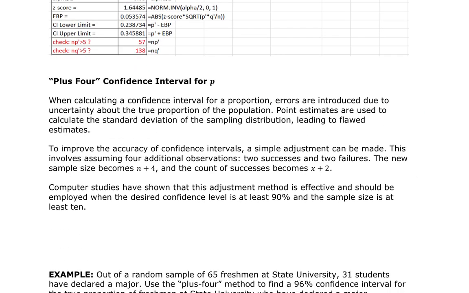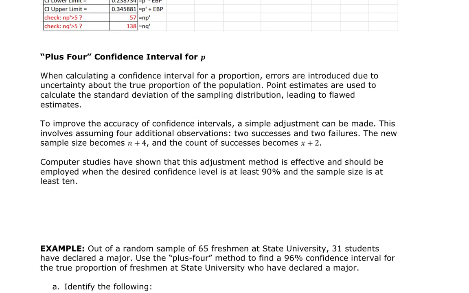Now, the other thing that we're going to talk about really briefly is the +4. What the +4 does is it helps adjust for any errors that you get. So this +4 means that the sample size becomes 4 more and the count for success becomes 2 more. That just gives us a little bit of margin of error play so that we're more confident of where it is. Desired confidence level usually is at least 90%.